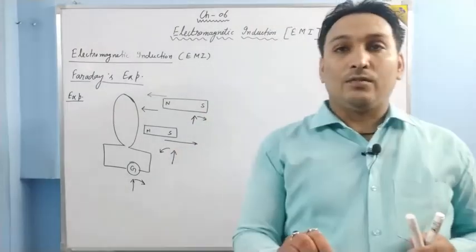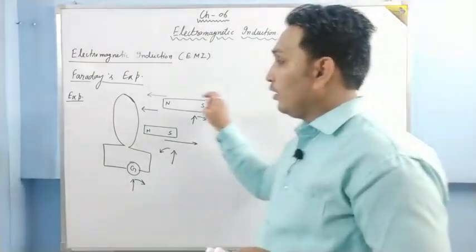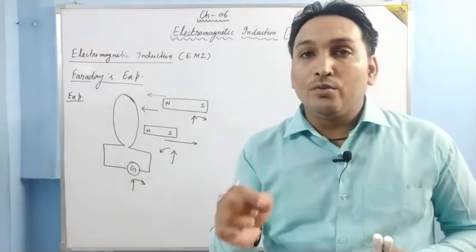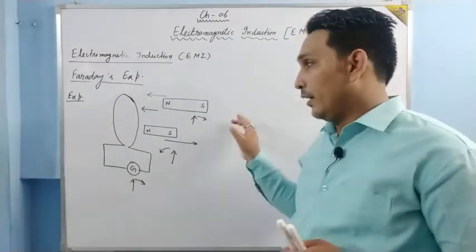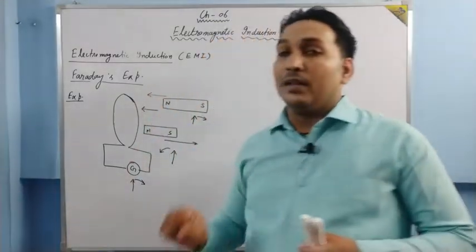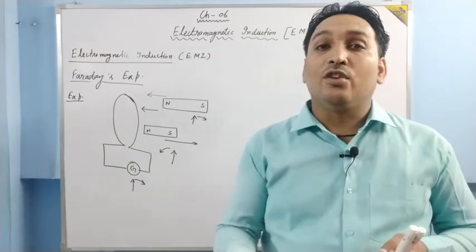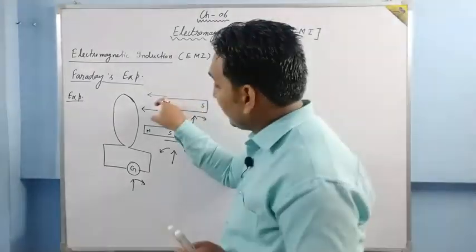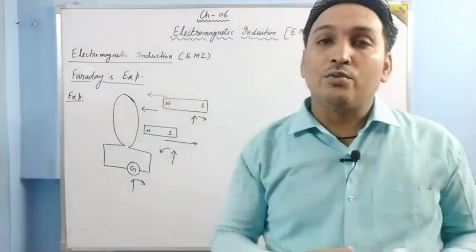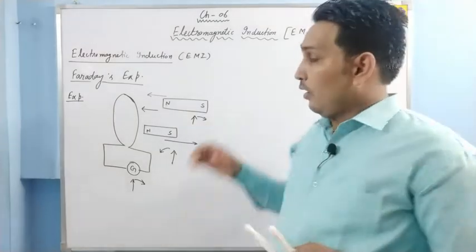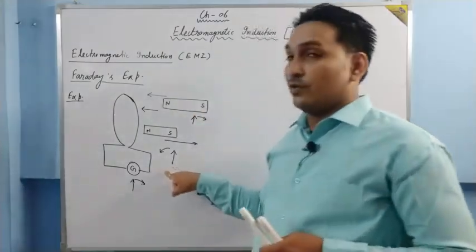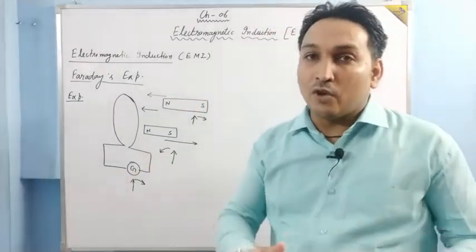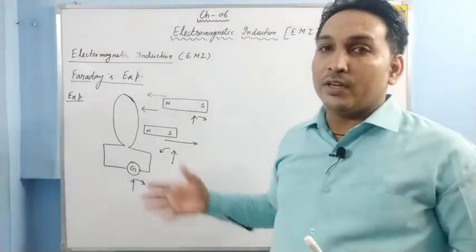So it was his discovery that when a magnet is brought near the coil, there is an induction of current in the coil. A current is induced in the coil. But when we stop the magnet somewhere nearby, the induced current becomes zero. When the magnet keeps on moving, only then is there deflection. When the magnet stops somewhere, the deflection becomes zero. So this is what he had discovered.